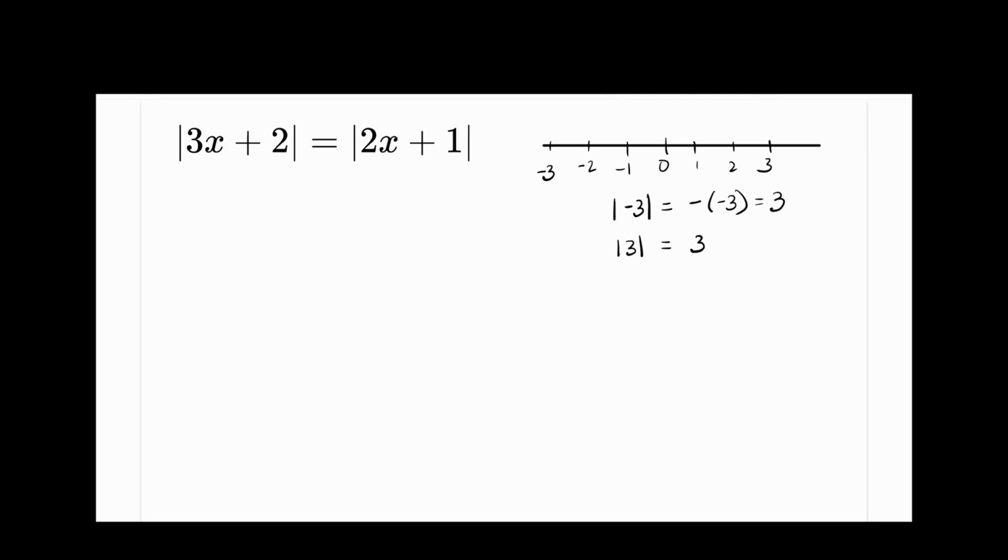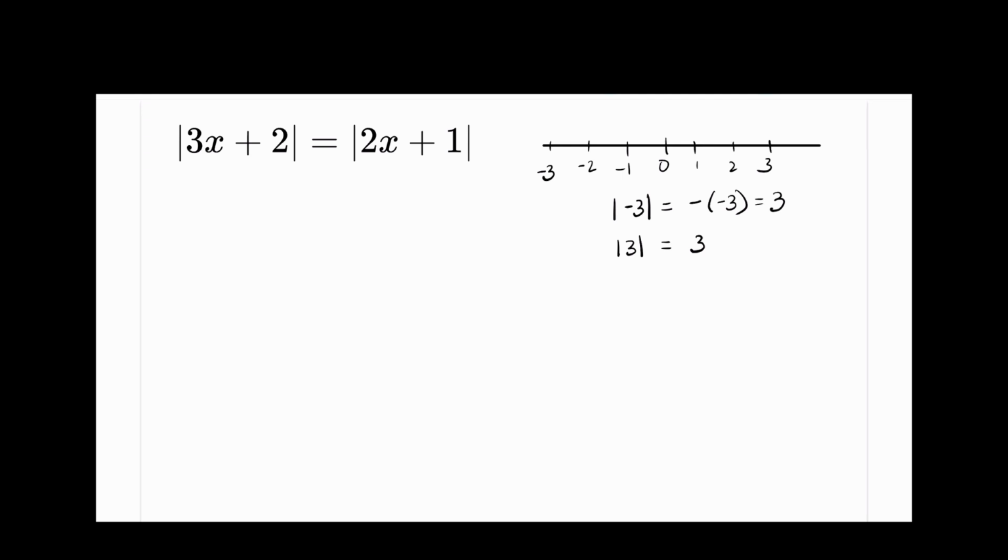Since we have two absolute values, we don't know whether the expression inside is going to be positive or negative on both sides. Since we have two options on the left and two options on the right, that gives us a total of 4 equations that we would need to solve. But we don't have to solve all of them.